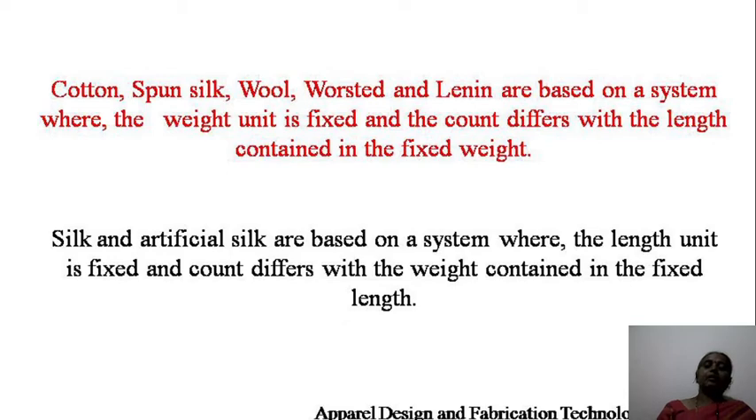So depending on the yarn types, artificial silk, rayon and silk are based on the system where the length unit is fixed, whereas in cotton, linen, spun silk and the others, the weight unit is fixed. Length differs in the latter fibers. In silk and rayon, the length is fixed. So if the length is fixed, weight differs. If the weight is fixed, length differs.